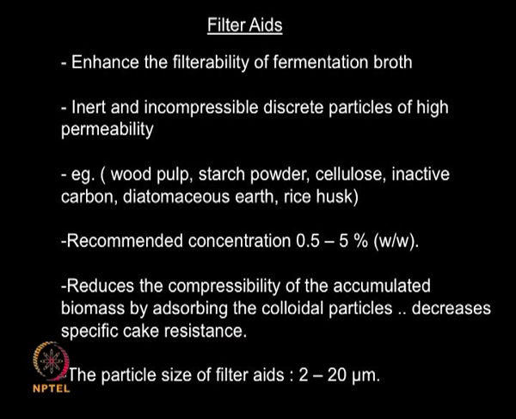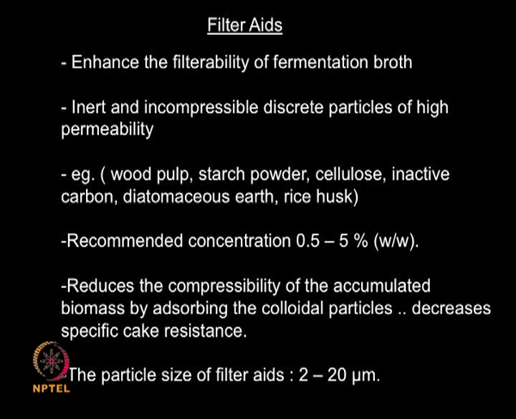Generally you add materials like starch powder, cellulose, inactive carbon, diatomaceous earth, rice husk, starch. So these are materials which do not get compacted at pressure. Generally the concentration varies depending upon the type of solids you are trying to remove from your fermentation broth. So the quantity may change between 0.5 to 5% weight by weight.